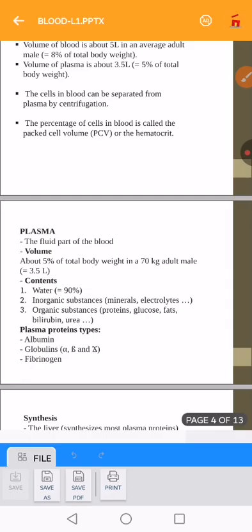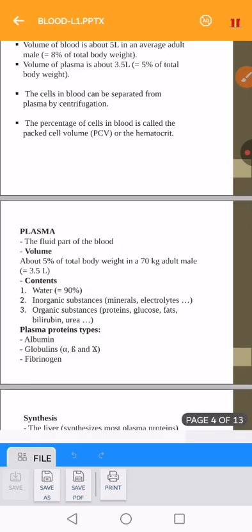So in the plasma we have water, inorganic substance and organic substance. The most important organic substance in the blood is the proteins. We have 3 types of protein, don't forget it. We have albumin, which is the most important protein in the blood. We have globulins; we have 3 types of globulins, alpha, beta, and gamma, and we have fibrinogen. Any protein circulating in the blood is synthesized in another organ or tissue.